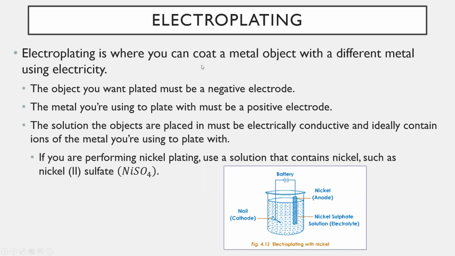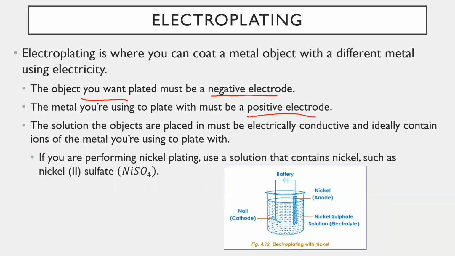Electroplating works in a very similar way. There was a question on that formative quiz a little while ago on electroplating, and it was really well done overall. Basically, it's just where you coat a metal object with a different metal using electricity. So how it works is the thing that you want plated gets hooked up to that negative electrode. There's a common theme here, right? The thing that you want affected should always be hooked up to the negative end, and the metal you're using to plate with, so your sacrifice piece, is going to be hooked up to the positive electrode.